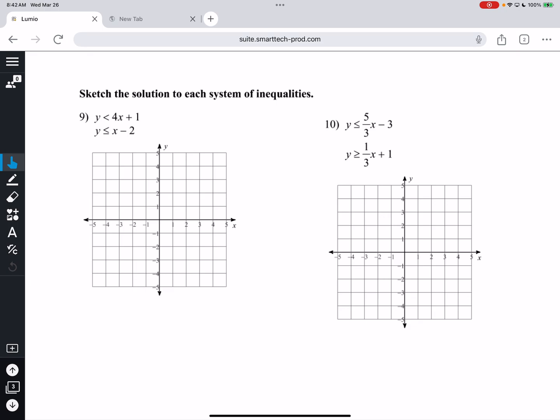So my first one, I'm going to do blue. Starting where? 1. And then what's the slope? Like 4 over 1 to the right. Will Skinner, solid or dotted? Dotted.